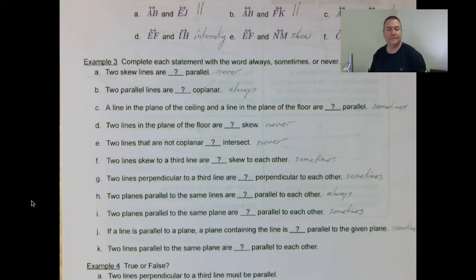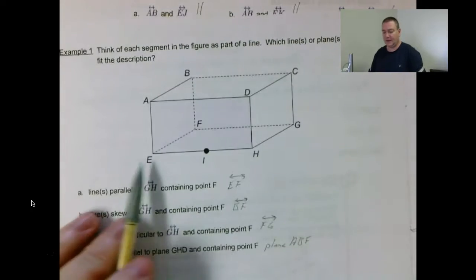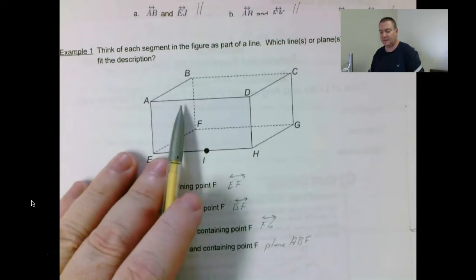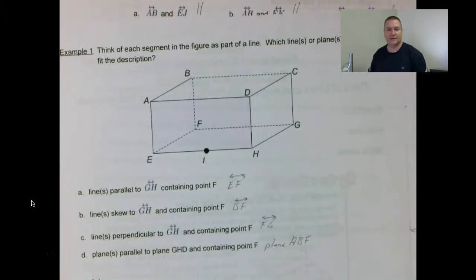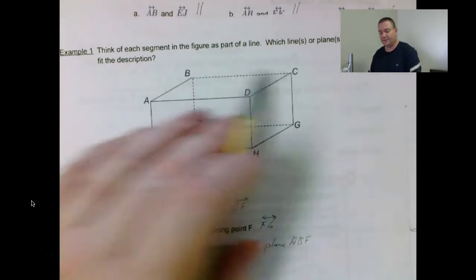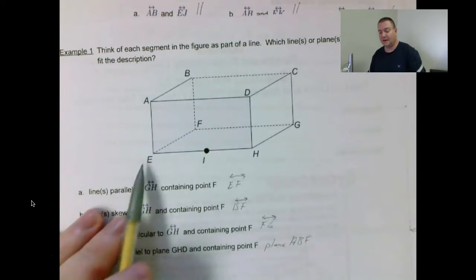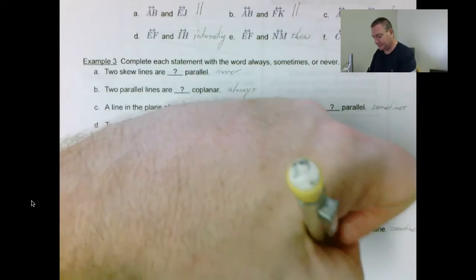Part K. Two lines parallel to the same plane are always, sometimes, or never parallel to each other. So EF is parallel to ABC, GH is parallel to ABC, EF is parallel to GH. But EF is parallel to ABC, GF is parallel to ABC, EF and GF are not parallel to each other. Sometimes.